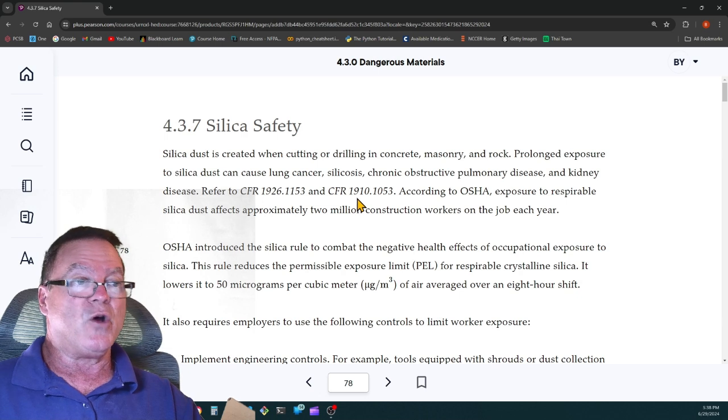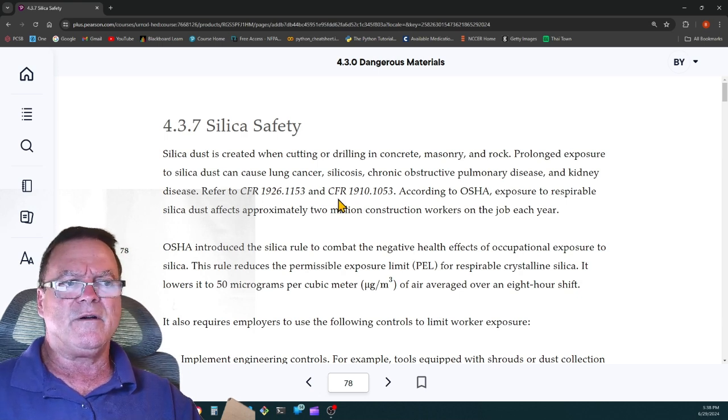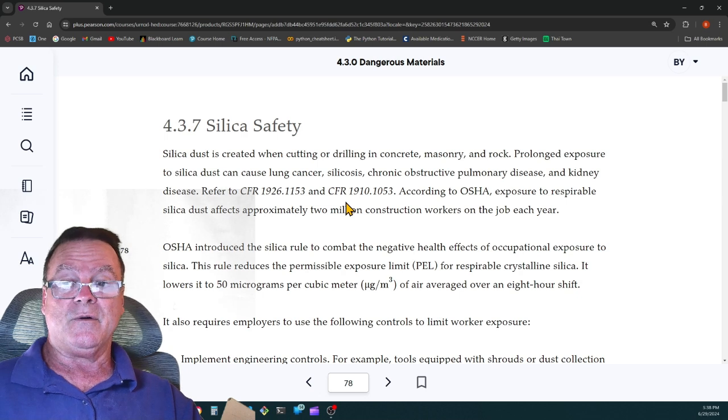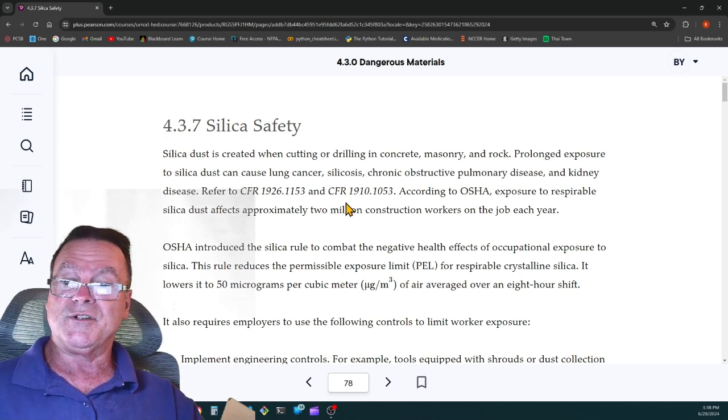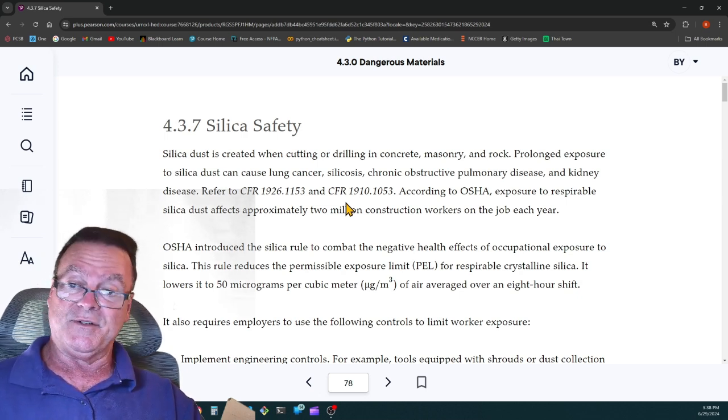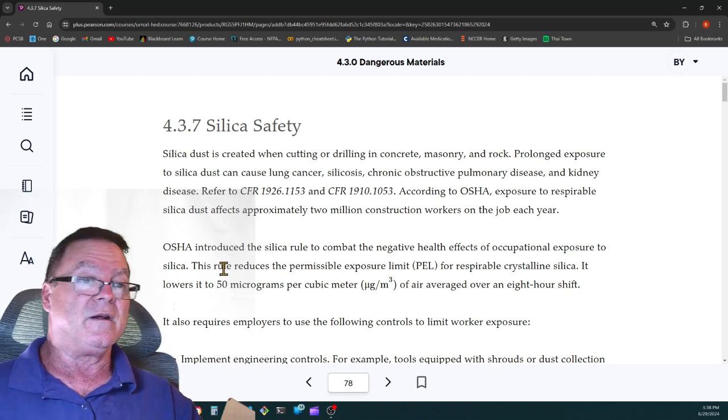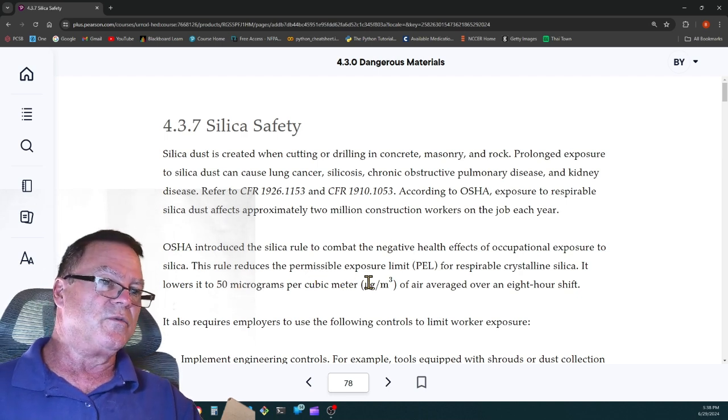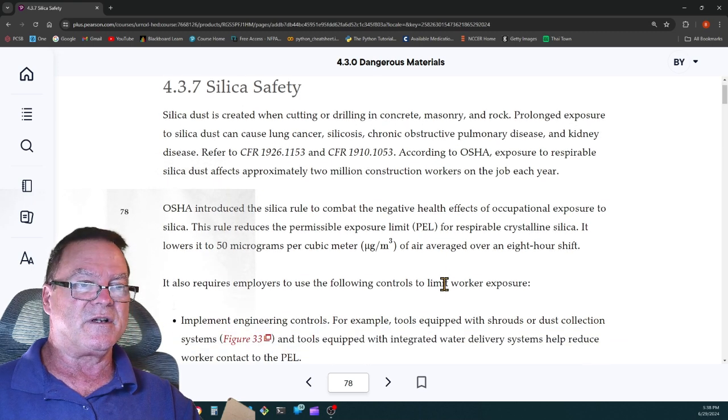And you can even cite OSHA if you want. You just say, okay, well, if you don't think it's a problem, I think I'm going to give OSHA a call. Get them out here. See how quickly he changes his mind. And if he fires you because you said you were going to call OSHA, now you've got a lawsuit. So, all right. OSHA introduced the silica rule to combat the negative health effects of occupational exposure to silica.